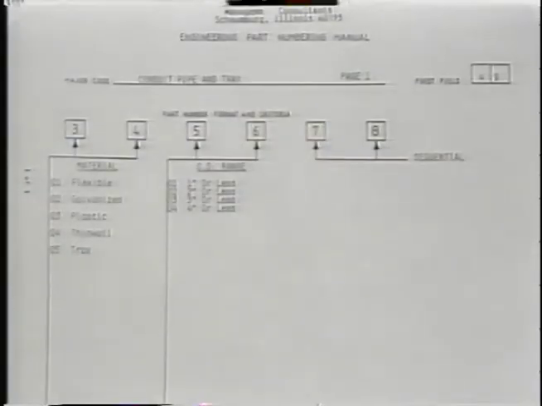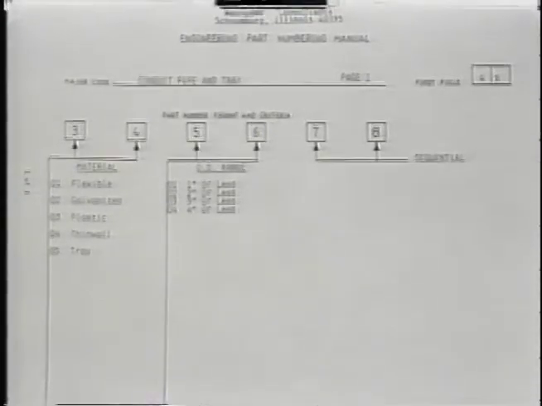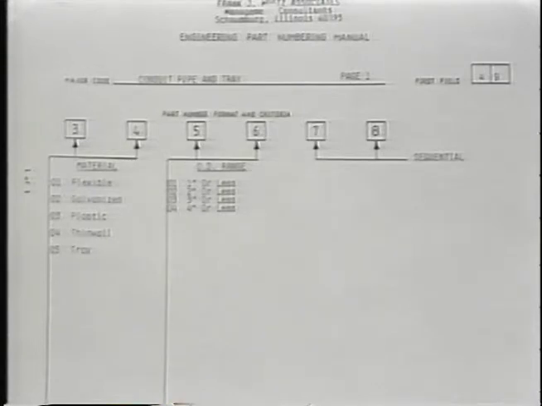And the second field in this case is a 2-digit number, digits 3 and 4, and those are the material requirements for the conduit, pipe, and tray. The third field of 2 digits indicates the OD range. Now, previously I said you don't want to have dimensions in the part number. These are not dimensions. These are a range of dimensions. And again, because of limited field sizes, this was the only alternative that can be taken.